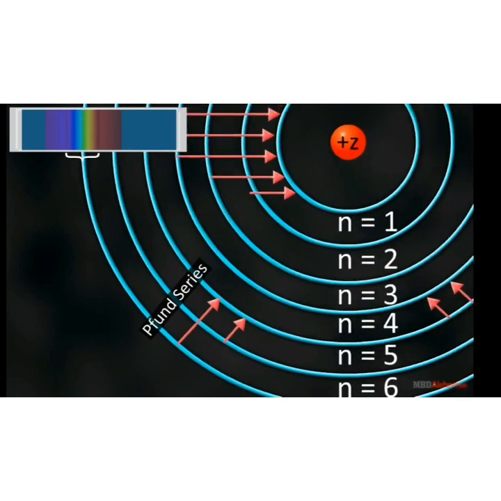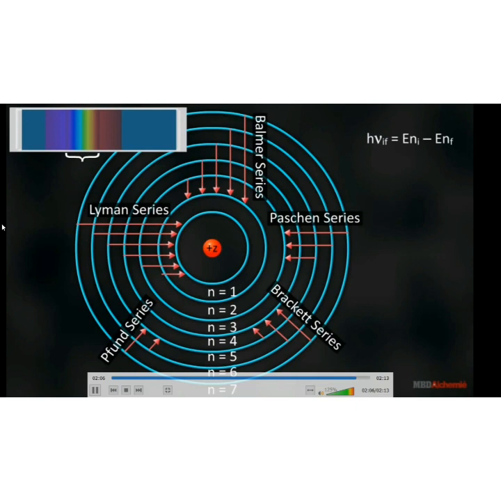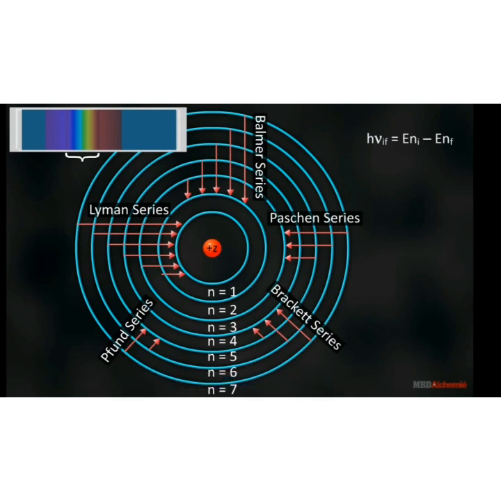The energy of emitted radiation is given by the formula shown here, and the Rydberg formula for the spectrum of the hydrogen atom is given by the formula as given here.